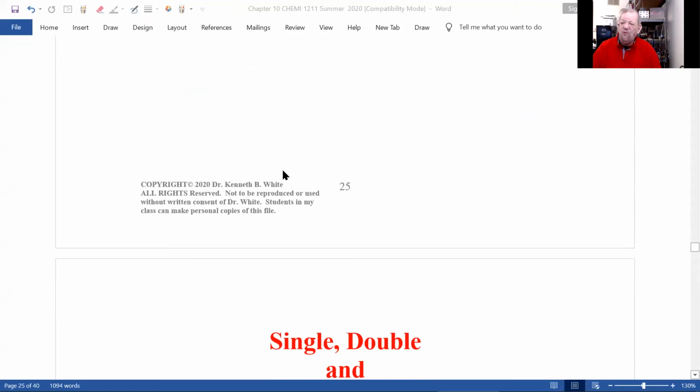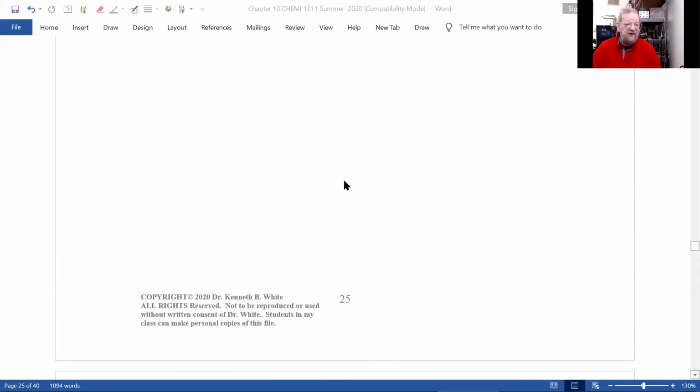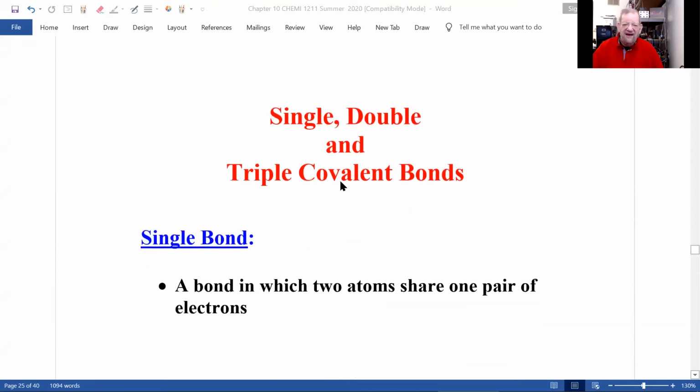Now, if we only had one pair of electrons being shared between atoms, life would be pretty boring. Chemistry would be pretty boring. But good news, Mother Nature, the greatest of all chemists, didn't stop with this one pair of electrons being shared. There are more, and we have names for that.